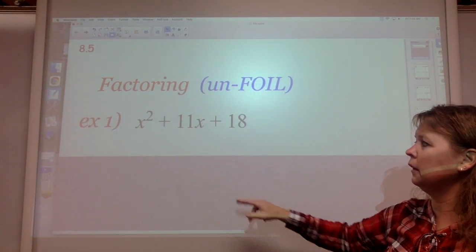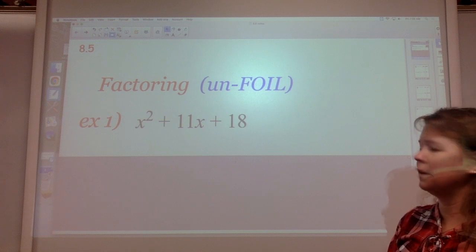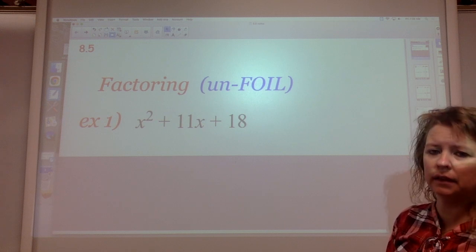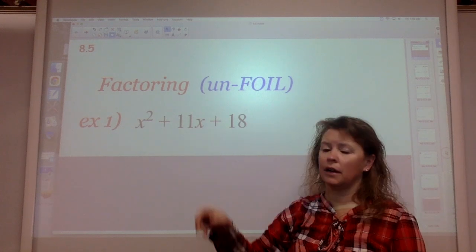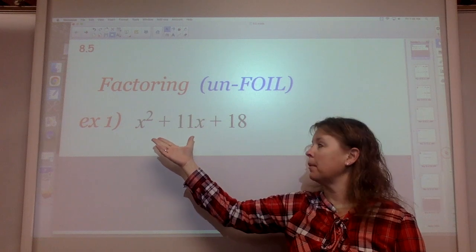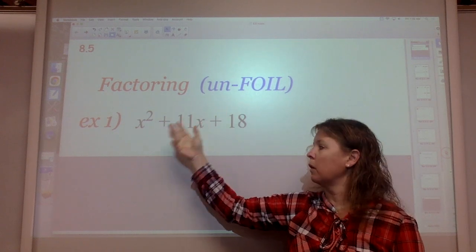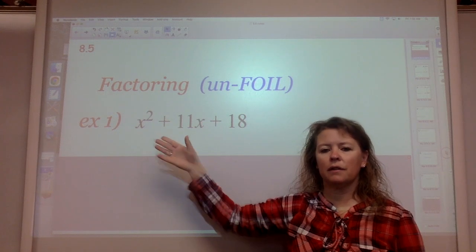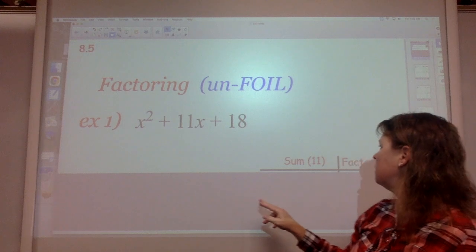This should look familiar. Go ahead and write it down. Example 1, you have x squared plus 11x plus 18. So you have a trinomial with x squared in the front, 11x plus 18. That was always the result when we did the distributive property with two binomials. So basically when we did the FOIL method. This was our result.